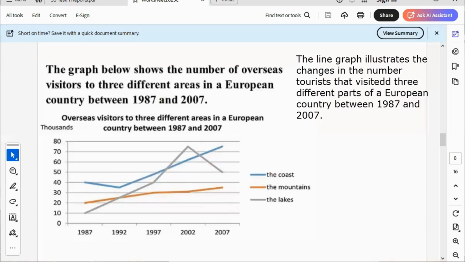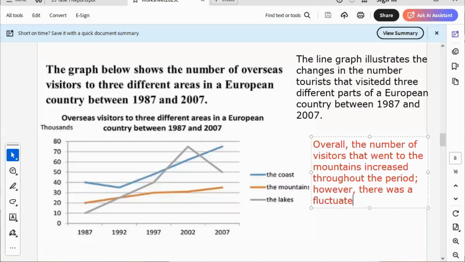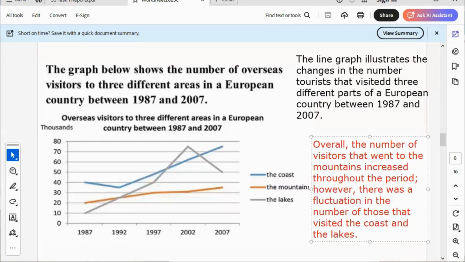So look at my overview here. I will say, overall, the number of visitors that went to the mountains increased throughout the period; however, there was a fluctuation in the number of those that visited the coast and the what? Lakes. That's my overview.